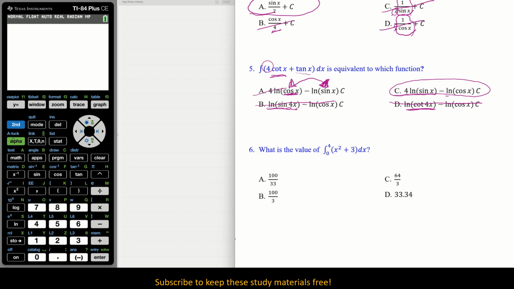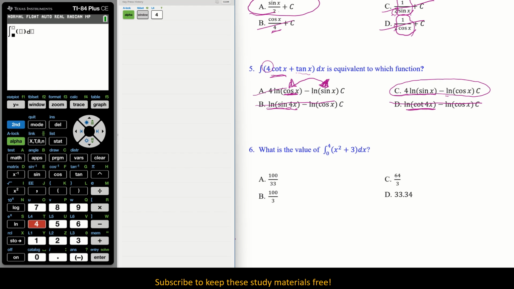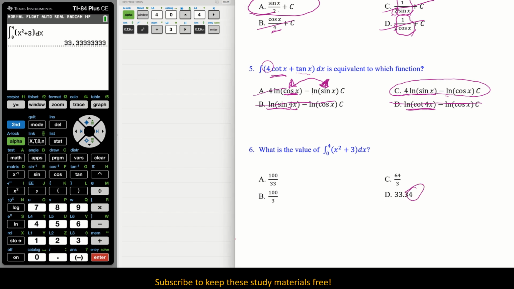Okay, so we need to push alpha window and go to number 4, and it shows up for us. We put in the 0, and then we arrow up, put in your 4, then arrow to the right, put in the function you have, which is x squared, and then we say plus 3. Now we have to arrow over and put in our x. Now push enter. Now we get a decimal. I see a decimal option, but I disagree with it. That decimal does not round to this decimal. That is a repeating decimal, and as we all know, that is absolutely 100% not the same thing.